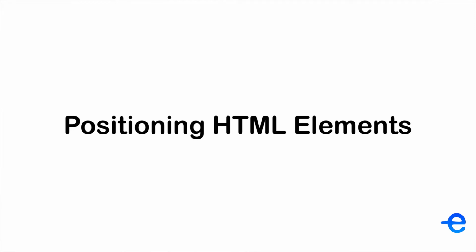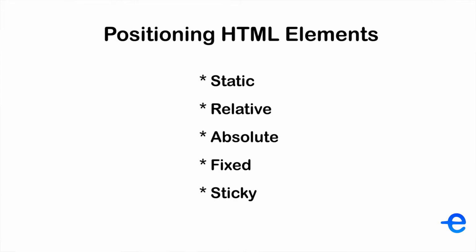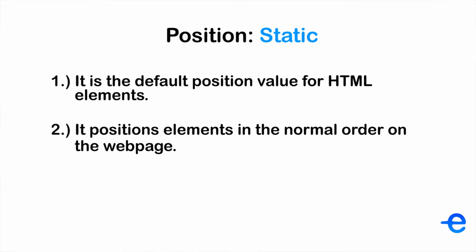In today's video, we will learn about positioning HTML elements. CSS provides us with following position values: static, relative, absolute, fixed, and sticky. Let's try the first one. Static is the default value for HTML elements. Whether we declare it or not, elements are positioned in normal order on the web page.